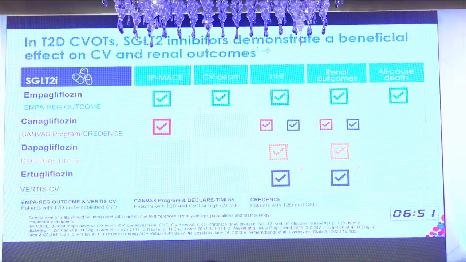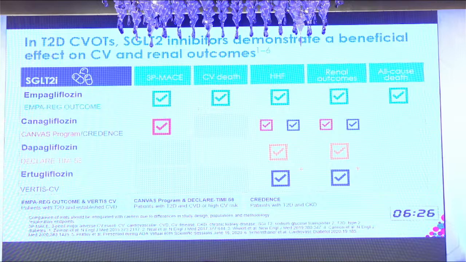Empagliflozin, I know it's nitpicking, like the previous speaker spoke on how DAPA could be trumping EMPA on some parameters. But if you are looking at heart failure hospitalizations, any of the 4 gliflozins tick all the right boxes. So also as far as renal outcomes are concerned.